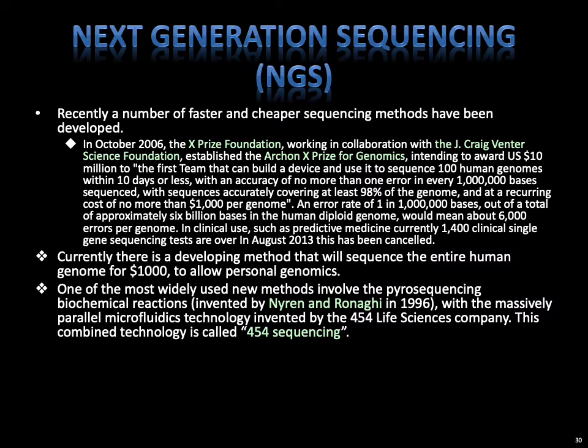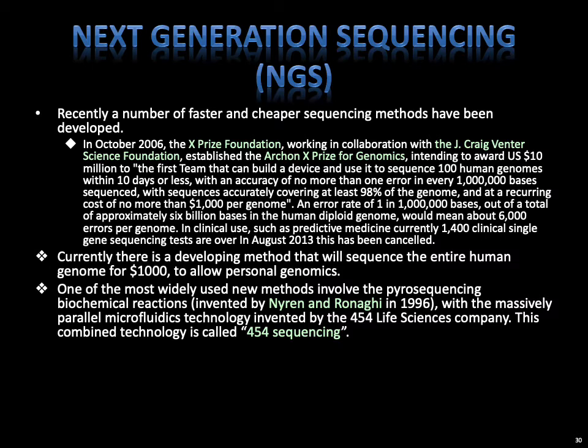For next generation sequencing, recently a number of faster and cheaper sequencing methods have been developed. In fact, in October 2006, the X Prize Foundation, working in collaboration with the Craig Venter Science Foundation, established the Archon X Prize for Genomics, which was intended to award $10 million to the first team that could build a device and use it to sequence 100 human genomes within 10 days or less, with accuracy of no more than one error in every 1 million bases sequenced, with the sequencer accurately covering at least 98% of the genome and at a recurring cost of no more than $1,000 per genome.